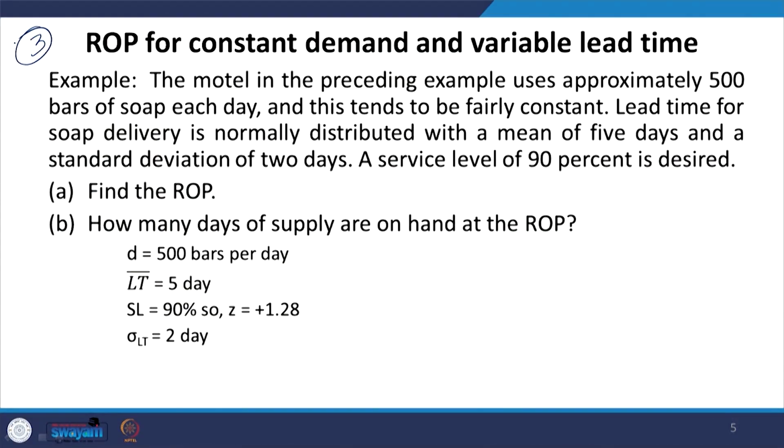Now, let us go to the third type of case, where our daily demand is constant. Here daily demand is constant and the lead time is variable. Now, let us have an example. The same motel which we discussed in the second example uses approximately 500 bars of soap each day, and this tends to be fairly constant. So, this D is constant.